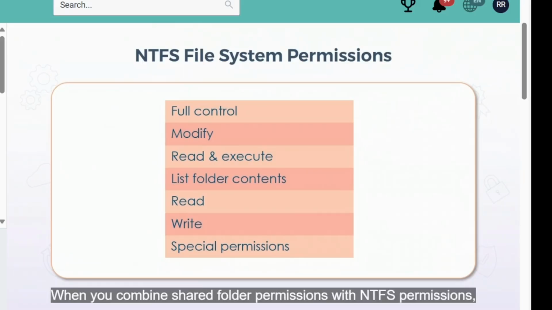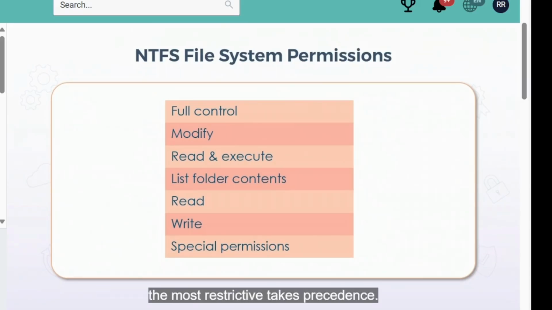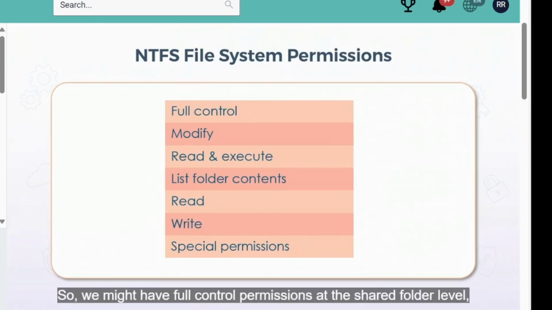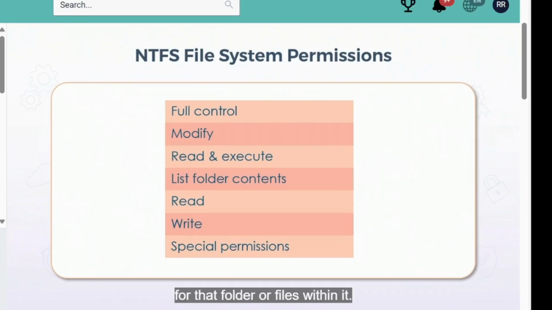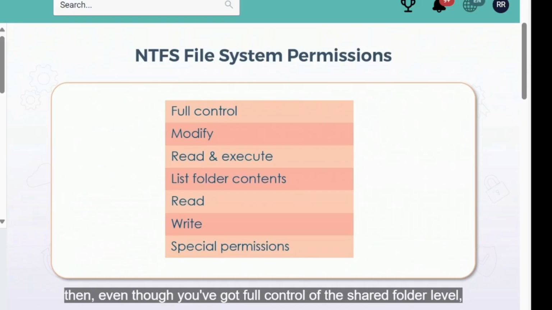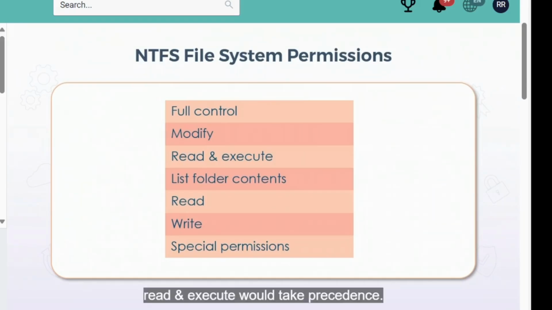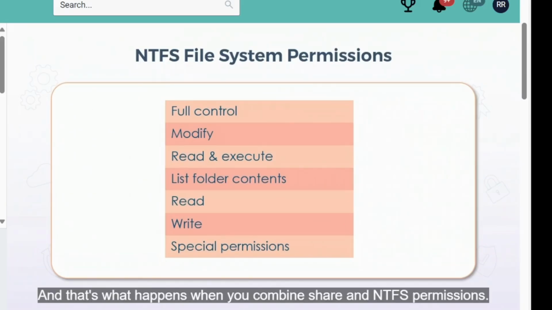Now here's the thing, when you combine shared folder permissions with NTFS permissions, the most restrictive takes precedence. So we might have full control permissions at the shared folder level, but when someone comes in over the network, they would get full control to everything in that folder unless we had lesser permissions at the NTFS file system level for that folder or files within it. If all we had was read and execute, then even though you've got full control at the shared folder level, read and execute would take precedence. It's a lesser permission set. And that's what happens when you combine share and NTFS permissions.